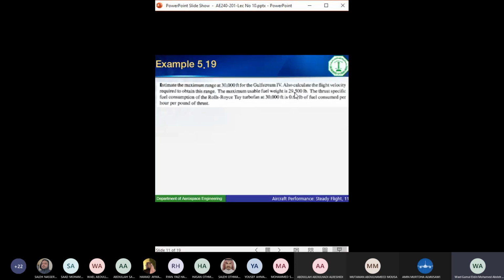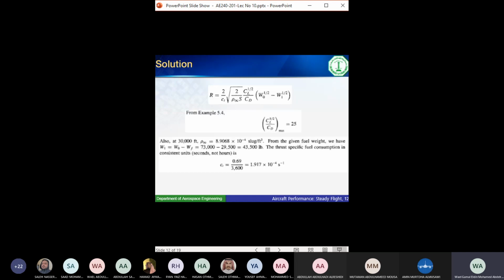So we know C, but we know it per hour, not per second, the burning fuel per hour. We know the amount of fuel, and we know the aircraft. And it's a jet aircraft. So I need to find the range. So here is the range equation. You don't have to memorize them. That's the range of a jet aircraft that we derived today.